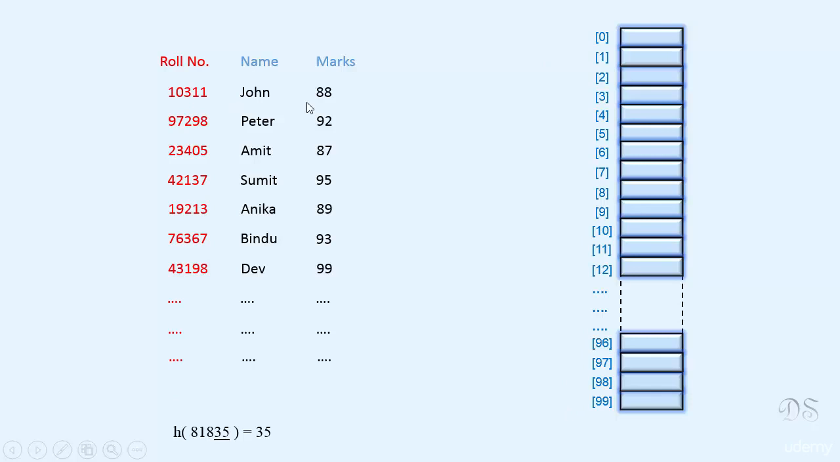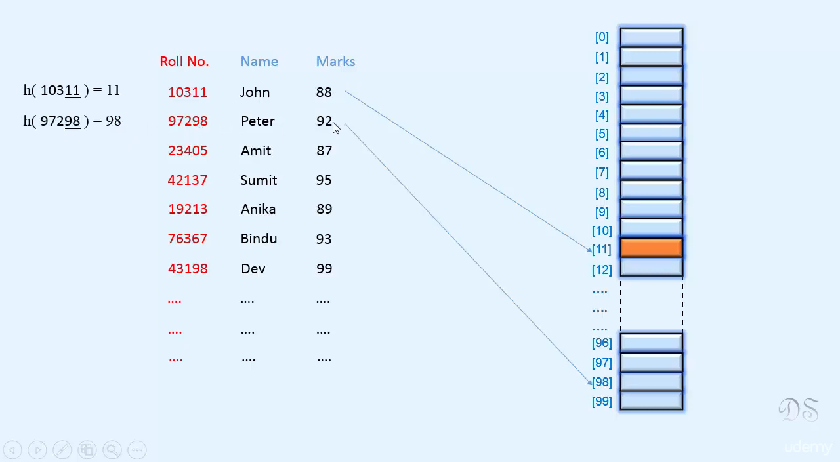Now let's insert these records in this hash table. Hash value for this key is 11. So it will be stored at index 11 of this array. Hash value for this key is 98. So it will be stored at index 98 of this array. Hash value for this record is 5. So it will be stored at index 5 of this array. And similarly, other records will be stored.